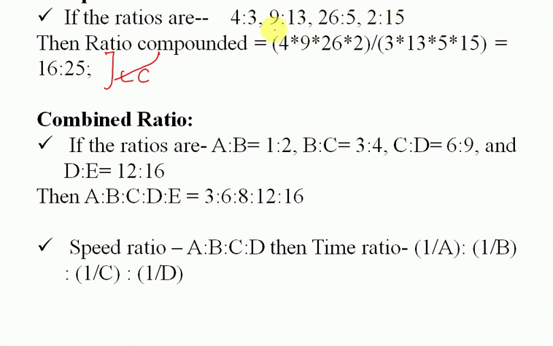This is the ratio. Multiplying all the numerators, or all the antecedents, and dividing by all the consequents, or all the denominators, will give you the compound ratio. Is it clear? Combined ratio we will discuss later on.